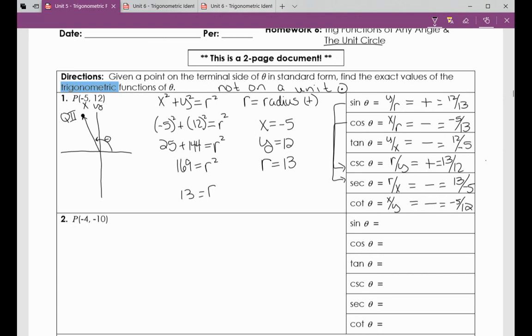Now, I know this is not a unit circle because on a unit circle, the radius is 1. Our radius is not 1 unit. It's 13 units. I don't know if that's 13 inches, 13 centimeters, 13 miles. It's not 1 unit. So I have to include the radius when I am not on a unit circle.